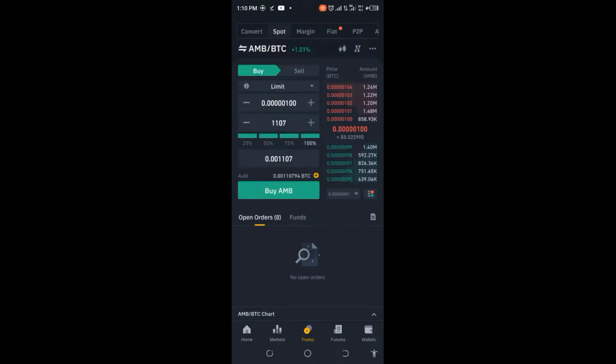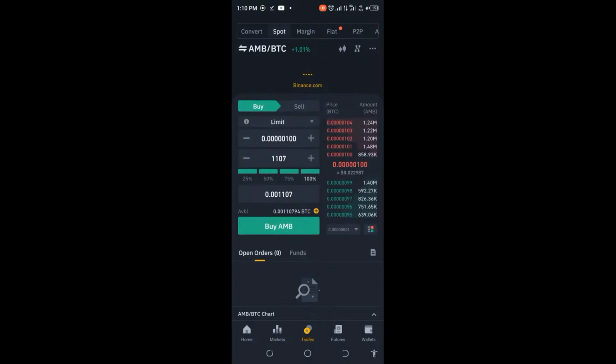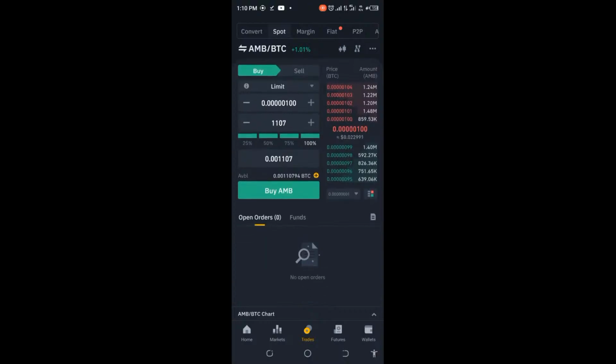Okay, so what we have here is 1107. Let's make sure that we get that completely. Then we just buy that, and let's see that everything is going on fine, and we purchase. Perfect. So that is done. Next thing now is that we have to send this over to KuCoin.